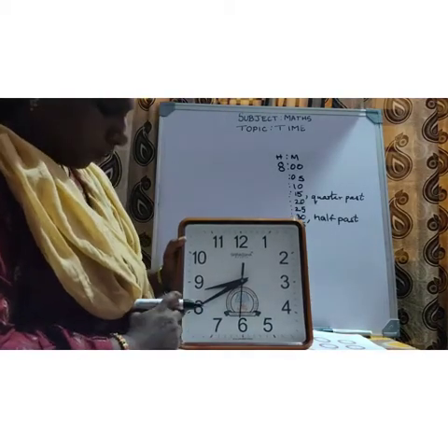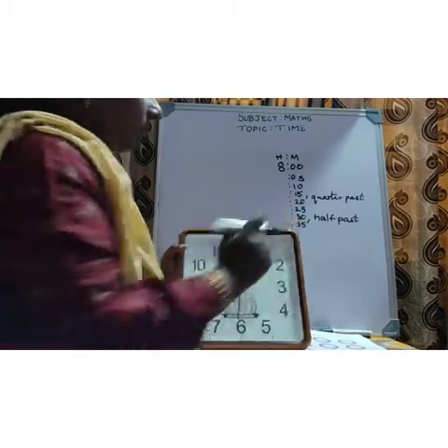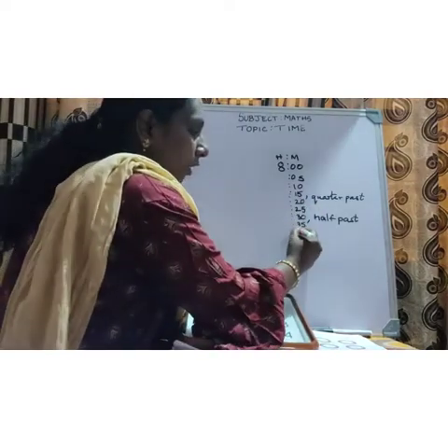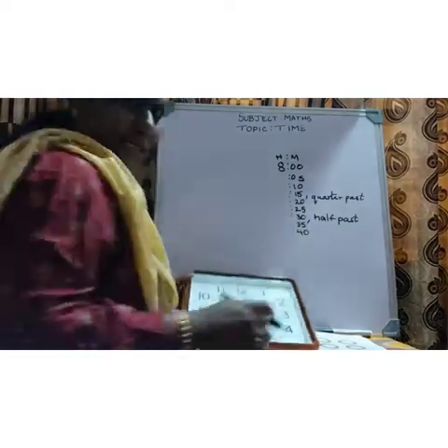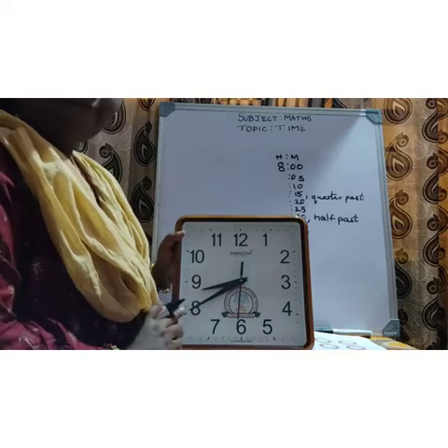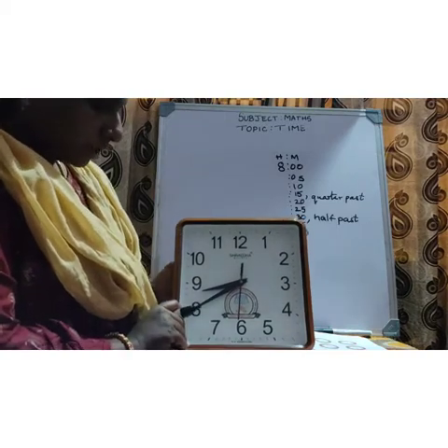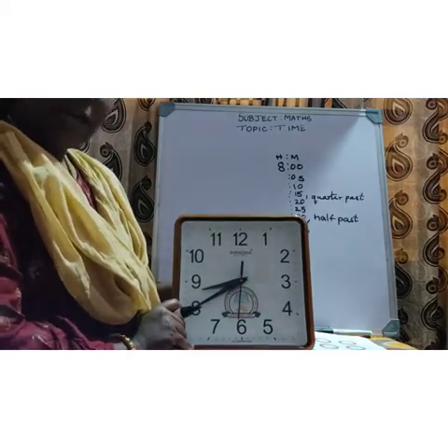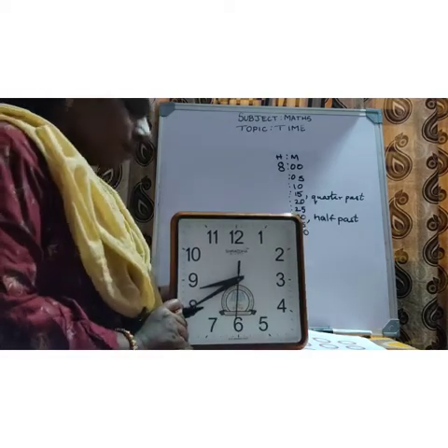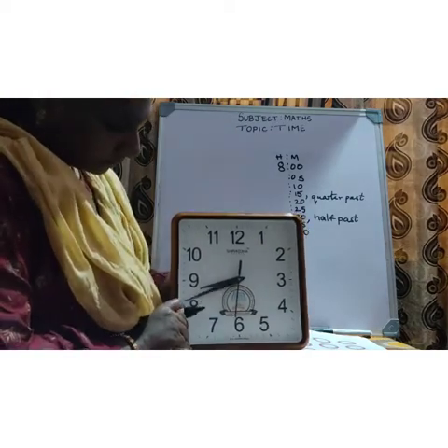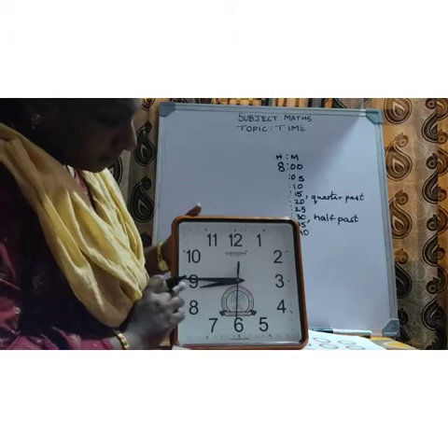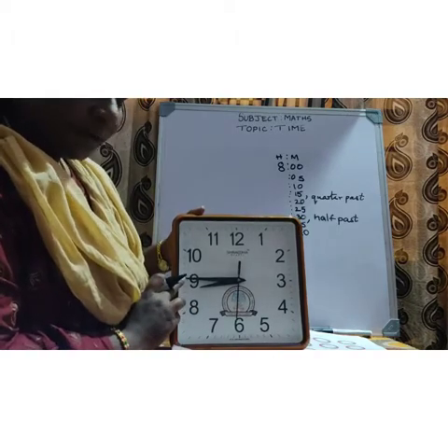8 5s are 40. So it is 40 minutes. Okay children, if the minute hand is at 8, what is the time? Then it is 40 minutes. If the minute hand is at 9.